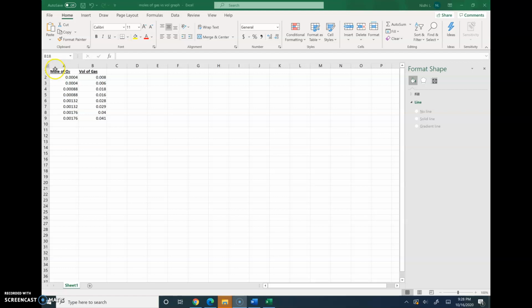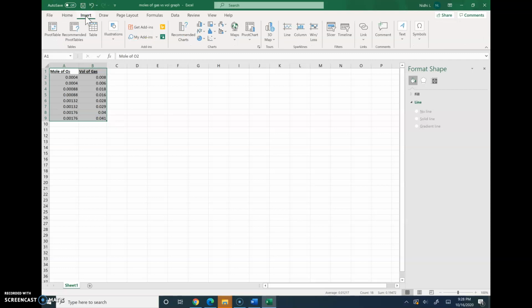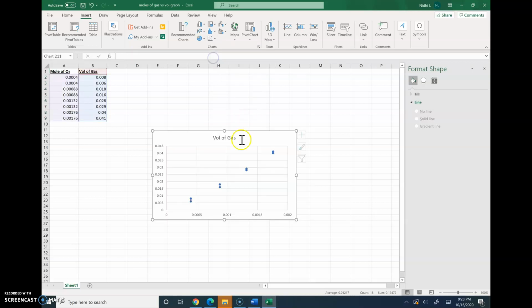Once you have your data set, let's go ahead and highlight this. Then I go into Insert here, and it says to plot a scatter plot. Basically, the scatter plot shows the relationship among different variables. So I'm going to click this and then take a look at that.